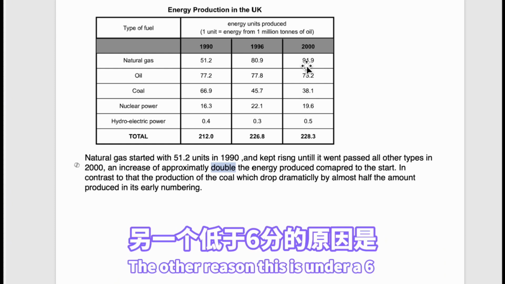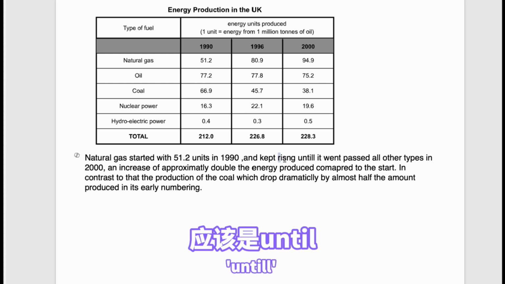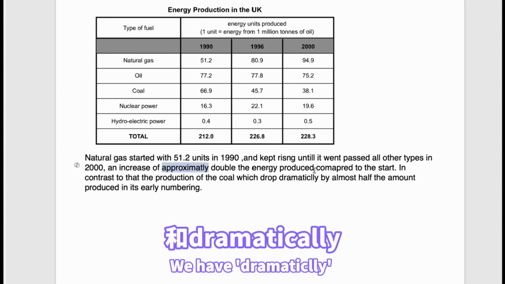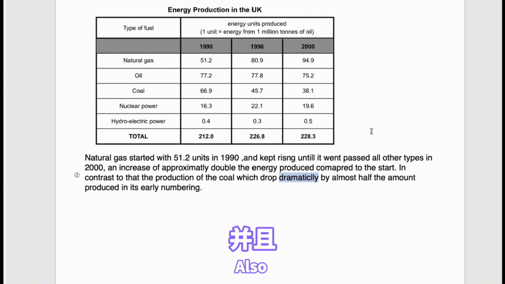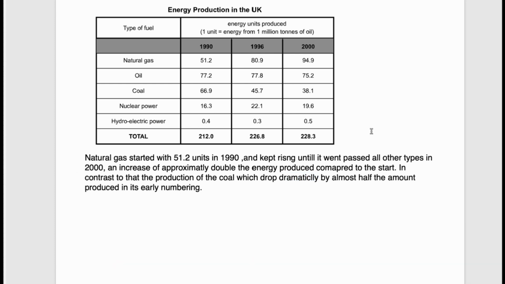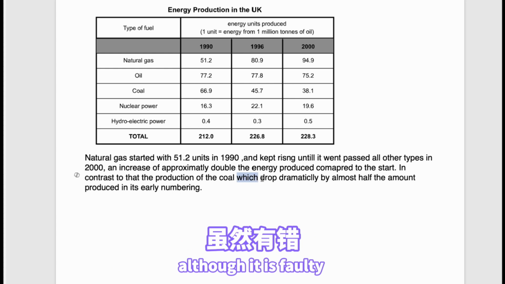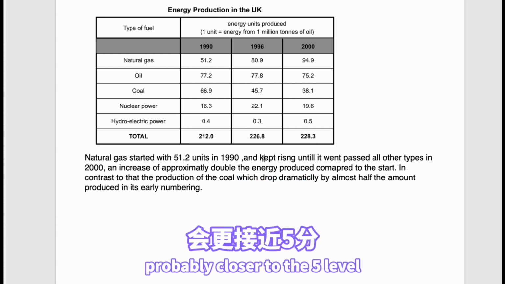The other reason this is under a 6 is there are quite a lot of spelling errors. We've got rising, until, past should be past. We have words like approximately, we have compared, we have dramatically. So we have quite a lot of spelling errors. Also, the sentences are not grammatically correct, although they're actually not too bad. This could be level 6 for grammar. There is some complexity. There is a relative clause with which, although it is faulty, but task achievement and lexical resource are probably closer to the 5 level.